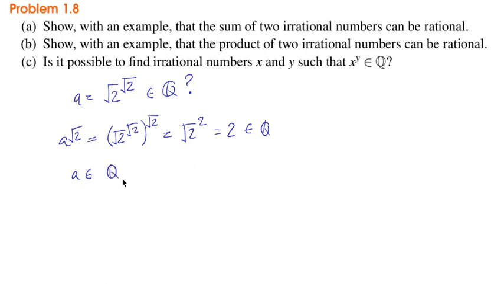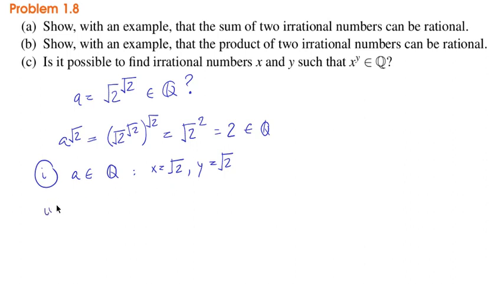So if a is rational, then we have already proven this, because in this case x is equal to the square root of 2, y is equal to the square root of 2, and x to the y, the square root of 2 to the square root of 2, is a, which is a rational number. So this is the first possibility, and we have already proven this.